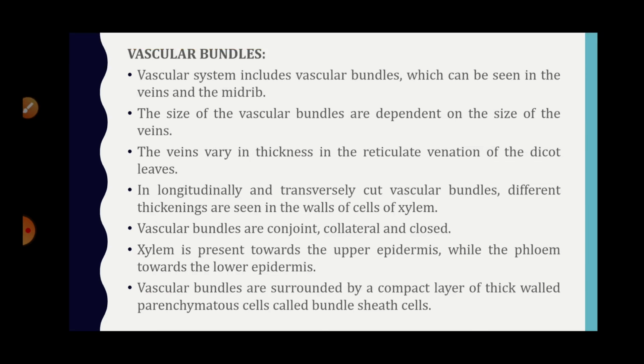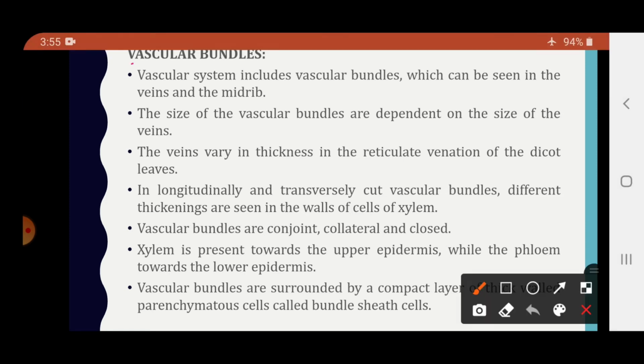So, that was regarding the mesophyll of the dicot leaf. Now, we will begin with the vascular bundles. The vascular system consists of vascular bundles which can be seen in veins and midrib. What is the vascular tissue system made of? Vascular bundles. And in the leaf, where can the vascular bundles be seen? They are seen in the midrib and the veins. Midrib is the main middle vein. The size of the vascular bundles depends on the size of the veins.